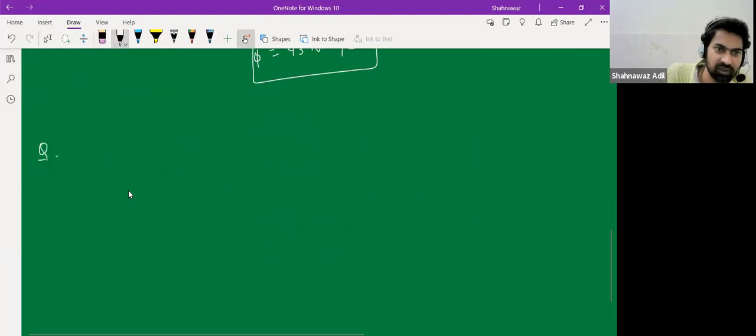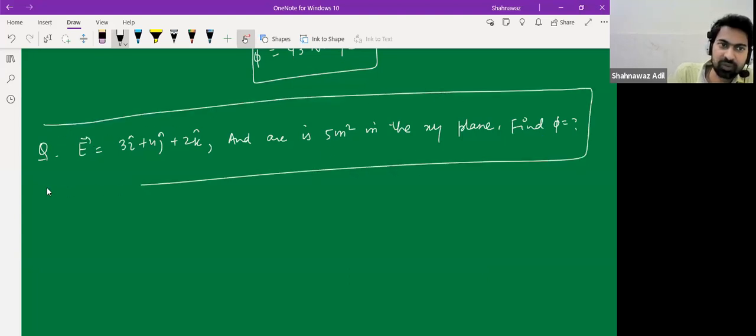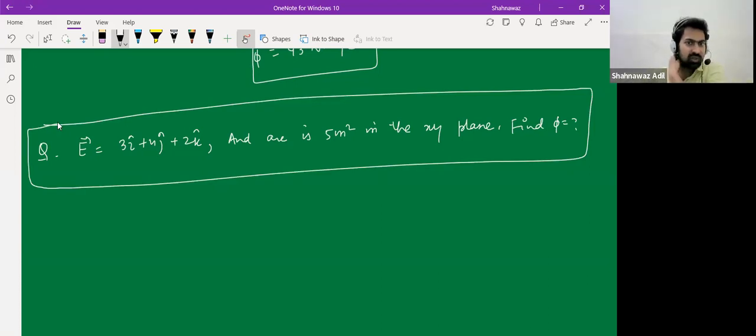You guys just note down this question. You have this electric field, which is 3i plus 4j plus 2k, and the area is 5 meters square in the XY plane. Find the flux. This is a very simple question as your homework. You guys please try that and send me the homework.